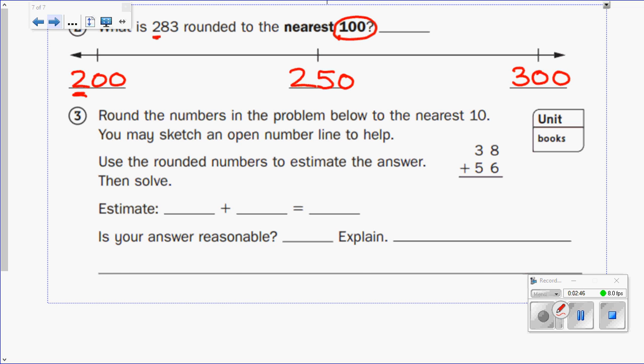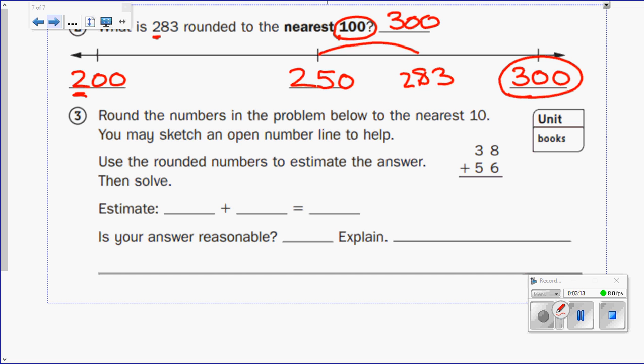So when we look at 283, we want to say, okay, does it fall to the left or the right of 250? It goes to the right because 80 is after 50. Oh, sorry about that. We got to put the 2 first. 283. So 283 would round to 300 if we're rounding to the nearest hundreds.